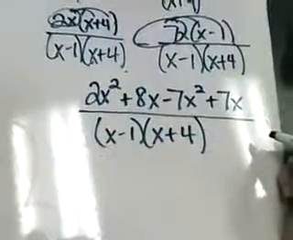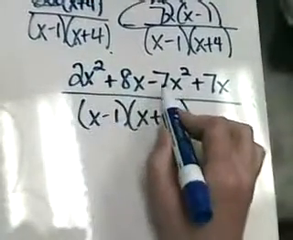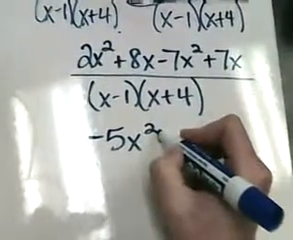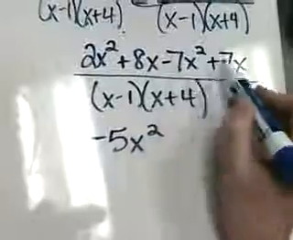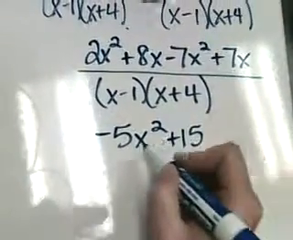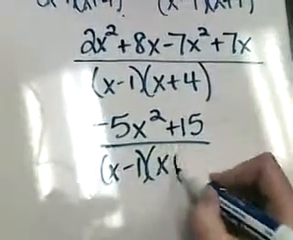Okay. Now I'm ready to clean this up. If I clean up my x squareds, I have 2 and negative 7. That gives me negative 5. And if I clean up my x's, I have 8 and 7. That gives me 15. Which is x minus 1, x plus 4 in the bottom.